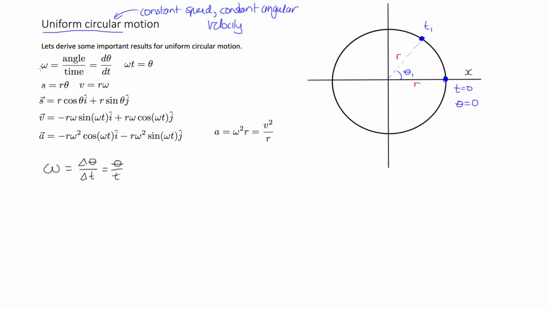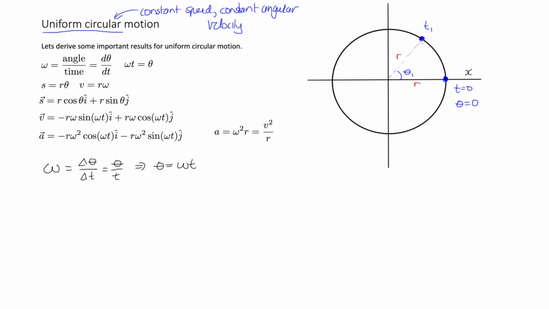And to get the instantaneous angular speed, we can differentiate theta with respect to t. So for uniform circular motion, this thing is constant. So we can say the total angle it's traveled through is given by omega times t. Now, what we want to do is come up with some expressions for the speed and the acceleration.